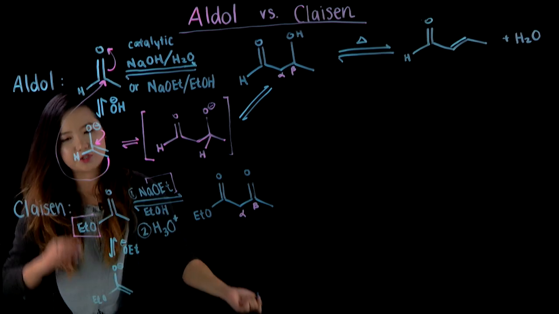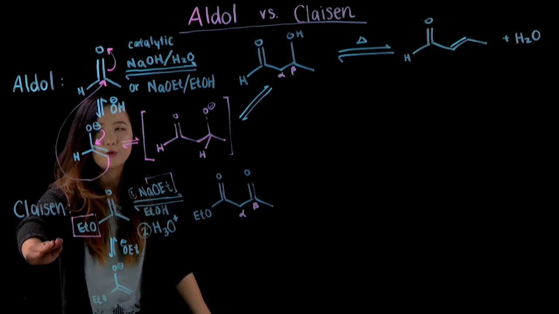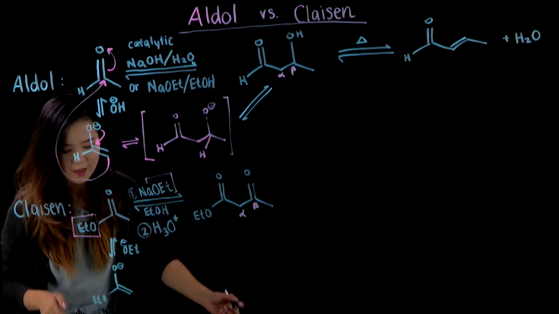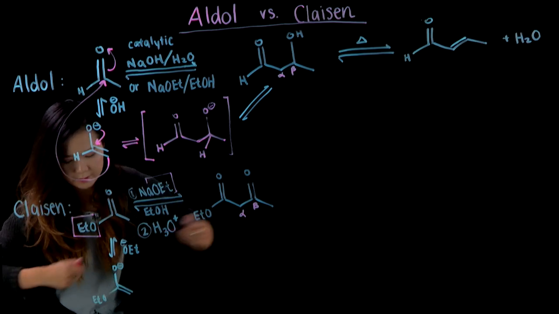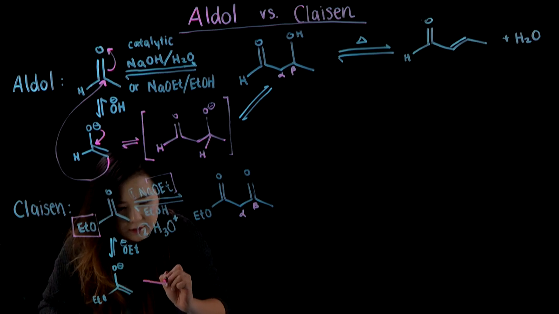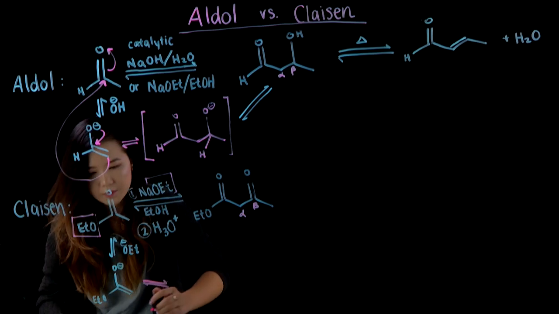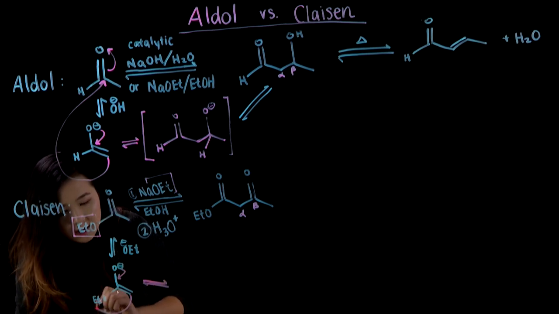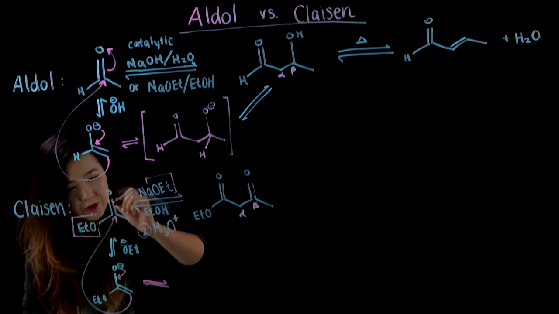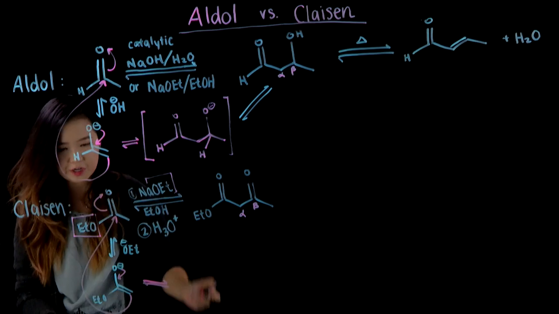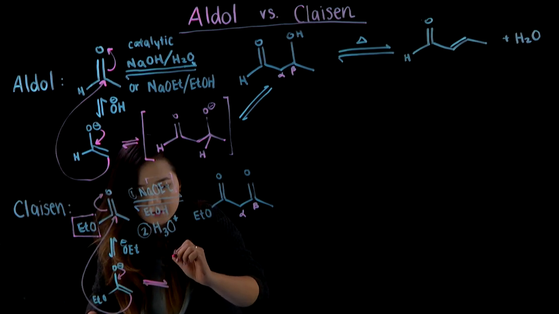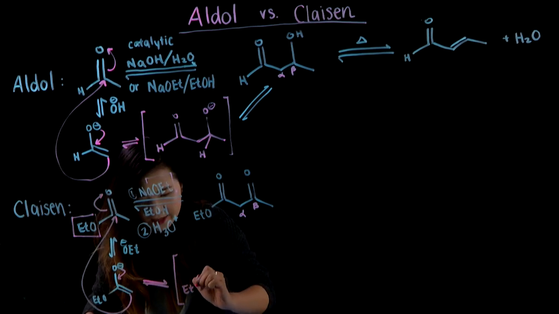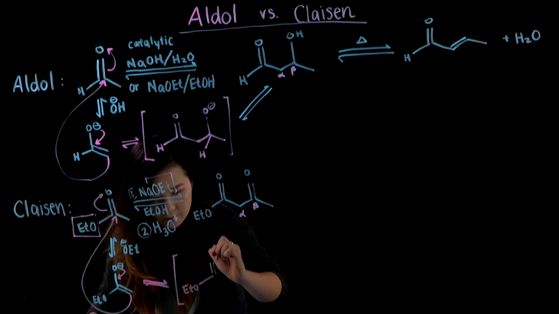And if you notice, our starting material is an ester, whereas in the aldol, our starting material was an aldehyde. So now we can form our intermediate by pushing this negative charge down and attacking our previous unreacted starting material. So now you will get this intermediate right here.